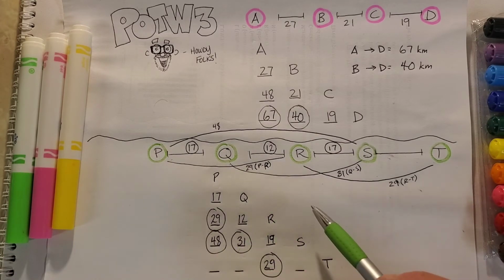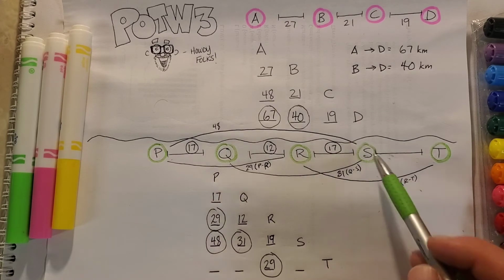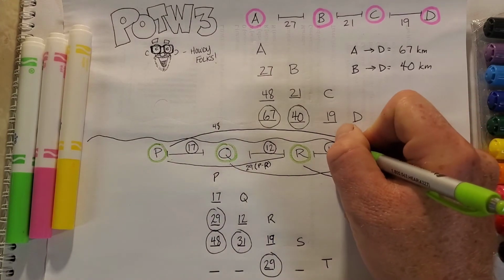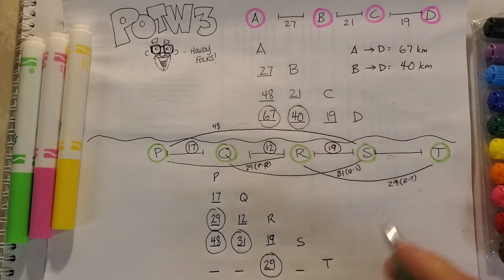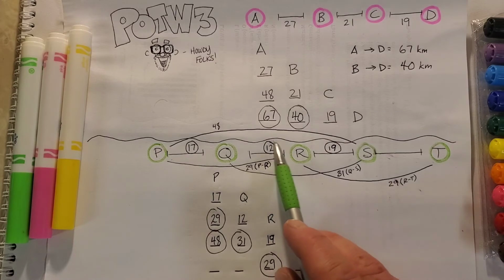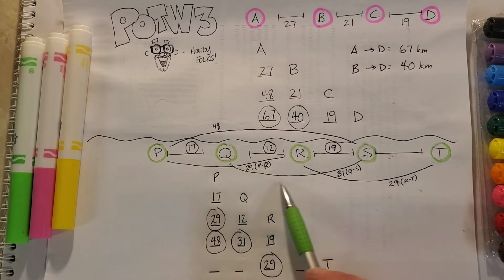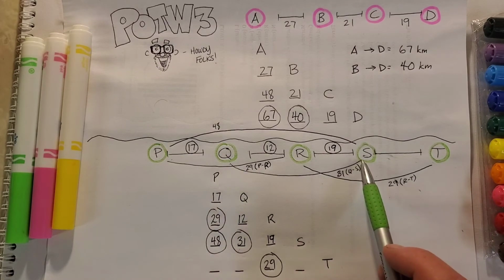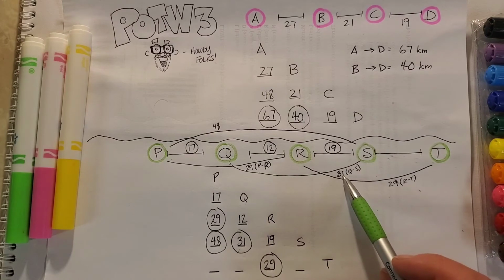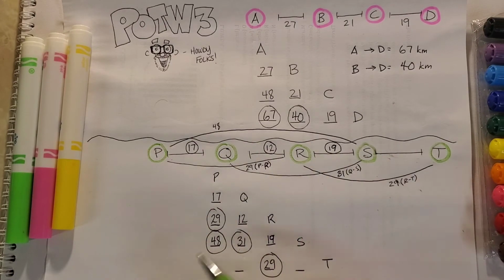All right, I'm going to follow that strategy again when I try to solve for R to S. So the distance from R to S should be 19. I'm going to use the exact same strategy. So I know the distance now from Q to R is 12, and I know the total distance from Q to S is 31. So 31 minus 12 is 19.